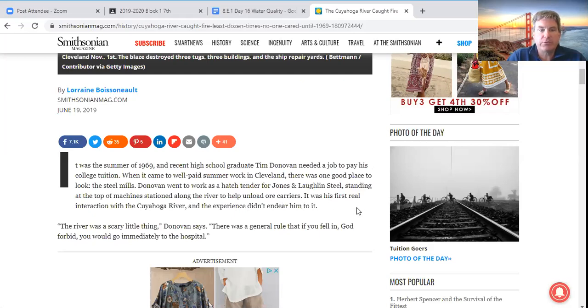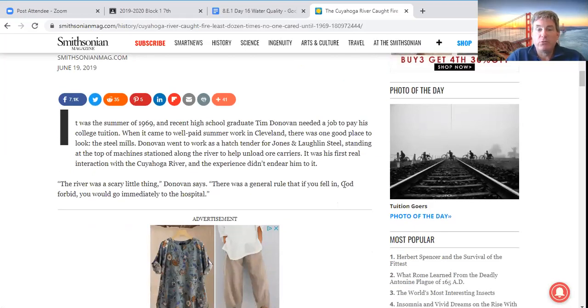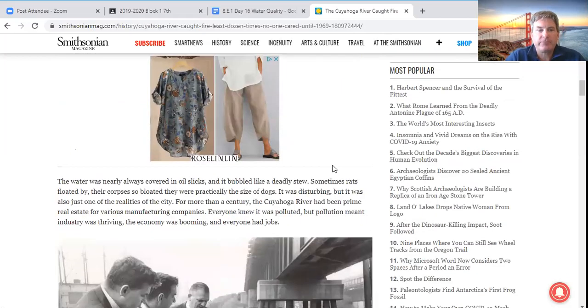His first interaction with the river and his experience didn't make him feel good about it. "River was a scary thing," Donovan says. "There was a general rule that if you fell in, God forbid, you would immediately go to the hospital." So if you got into the water, and this is a river running through town, you had to go to the hospital immediately. The water was nearly always covered in oil slicks, and it bubbled like a deadly stew. Sometimes rats floated by, their corpses dead.